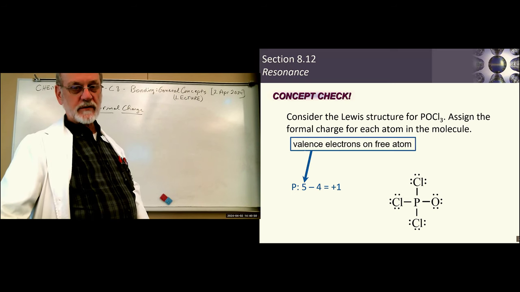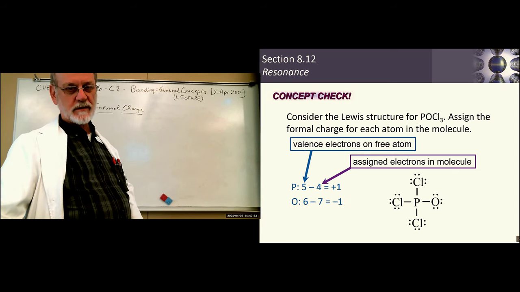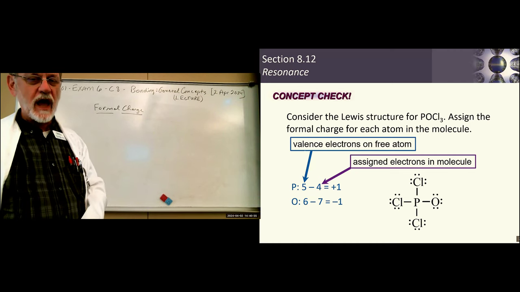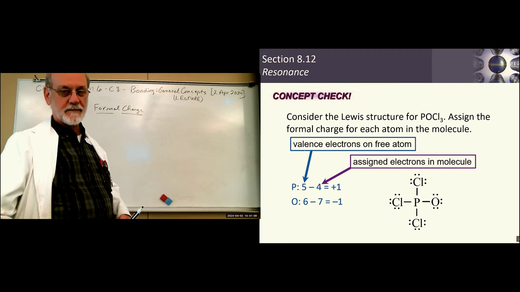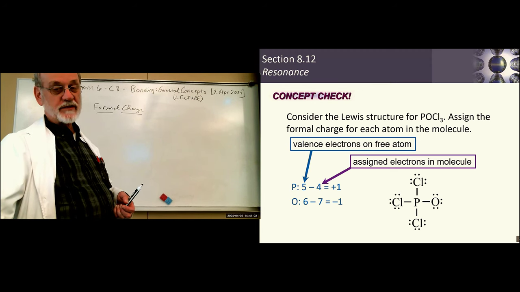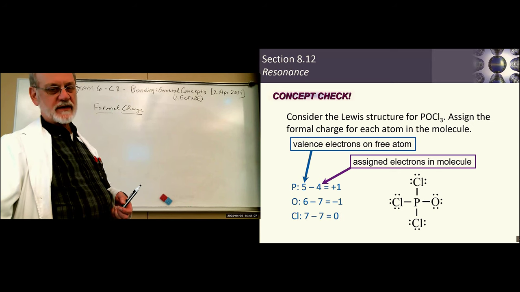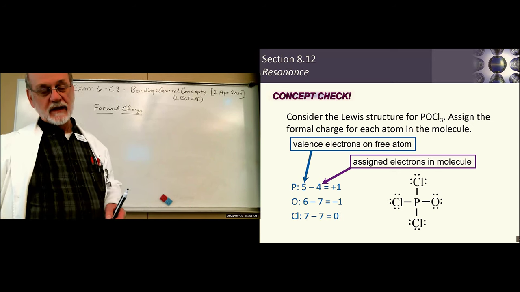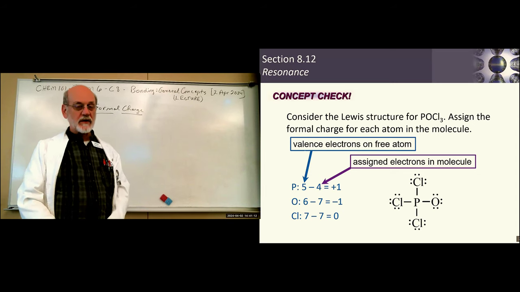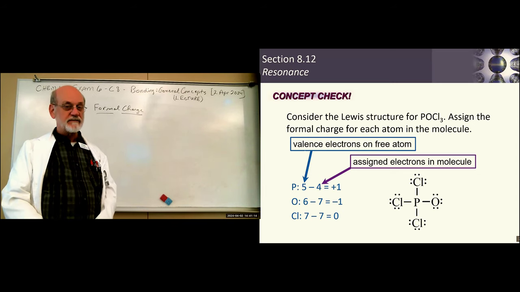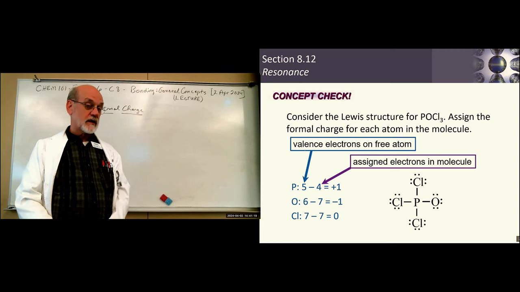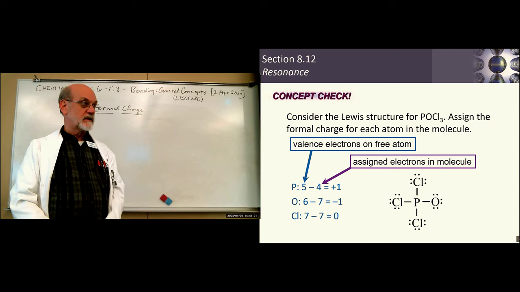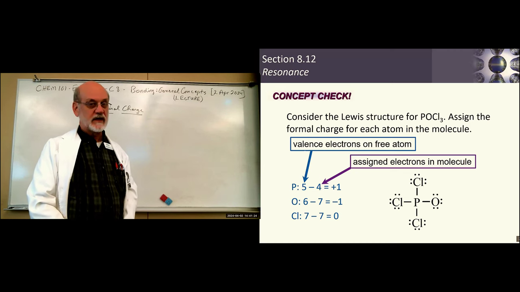If we do the chlorines, let's do the oxygen next. Oxygen is 6, but it has 7 electrons around the oxygen. All right, so its formal charge is minus 1. And then the chlorines would be 7 minus 7 is 0. Now, if you cannot envision or create a Lewis dot structure that has 0, 0, 0, then this is the best one. And you have to go with that one.